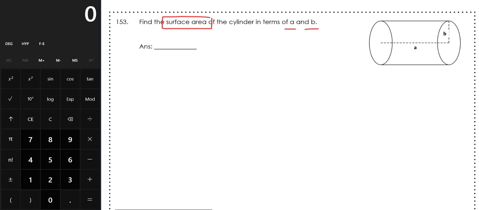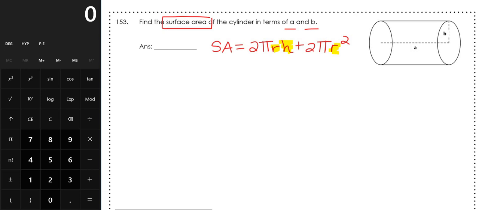So surface area formula equals 2 pi RH plus 2 pi r squared. Now, where does A and B fit? Well, your radius and your height are A and B. So everywhere that it appears R and H, you're going to have either A or B plugged in. Now let's take a look at which one is which.